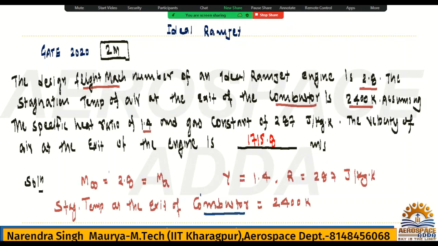What is the difference? The velocity at the exit they have asked. Rest similar question, like Mach number given here 2.8, there it was 4.0. Combustor exit temperature 2400 Kelvin, here they have given I think 2310 Kelvin. Rest gamma 1.4, R, everything same.